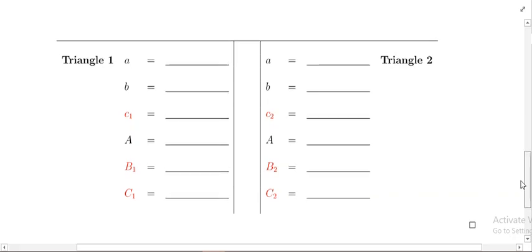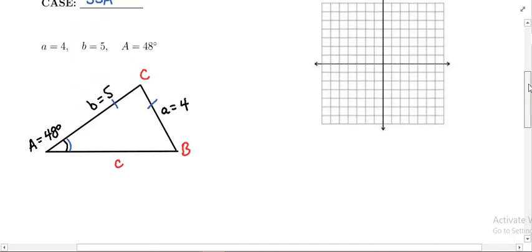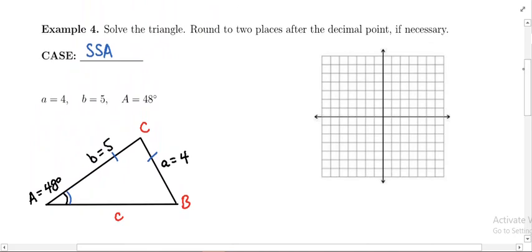This at the bottom is a fill-in-the-blank method for keeping track of the components of each triangle. I'm going to fill in what we know. Again, I haven't talked about how you know there are 2 triangles yet, but when it comes time, you'll see. I'm going to fill out the information I've been given.